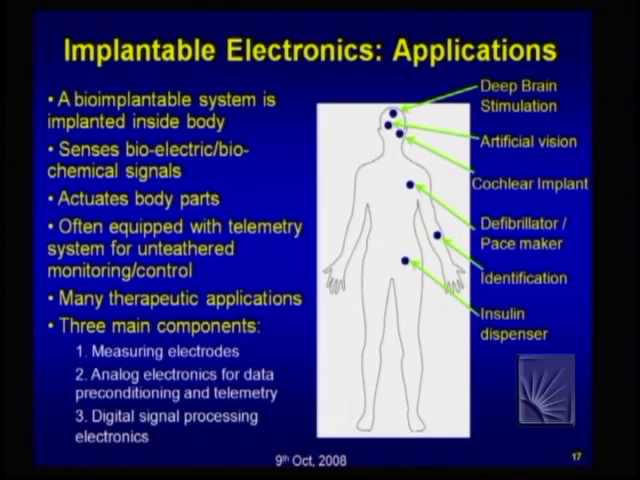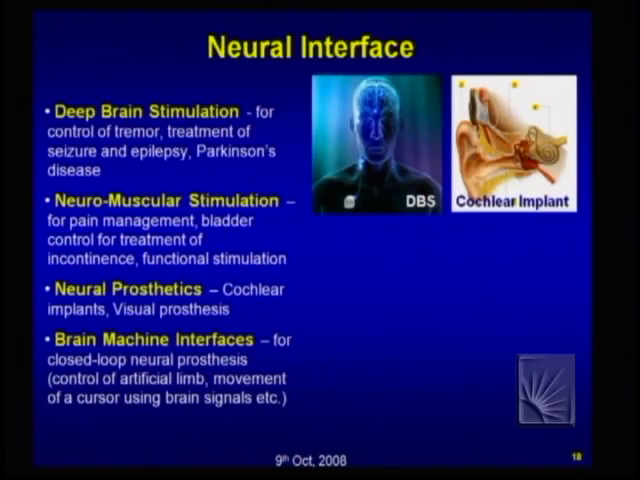So, there can be a multitude of different implantable electronics for different diagnostic or control functions. For example, we can have deep brain stimulation, artificial retina, cochlear implant. Actually, that is a well established technology right now, both cochlear implant and deep brain stimulation. We can have defibrillator, pacemaker, identification unit and insulin dispenser. So, there are different types of implantable electronic systems which can be used for different purposes.